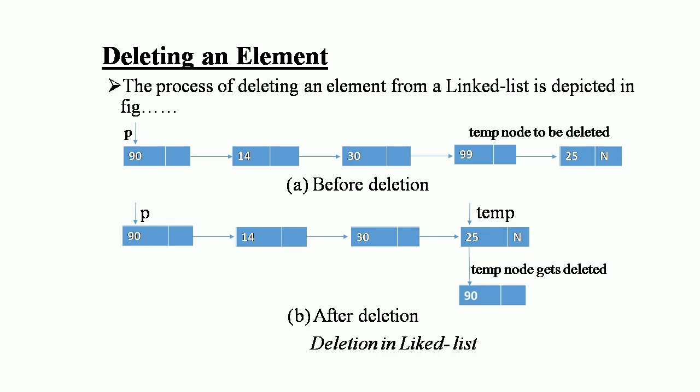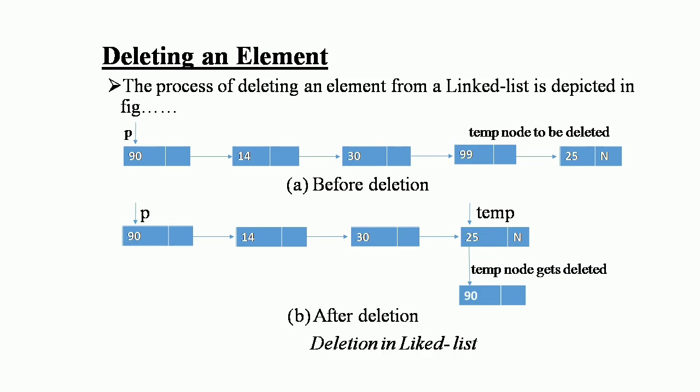Okay, if you want to delete that node, given a temp node, I want to delete 99. Again, you can go to the diagram, which is the before of deletion. The figure shows the list before deleting the elements.